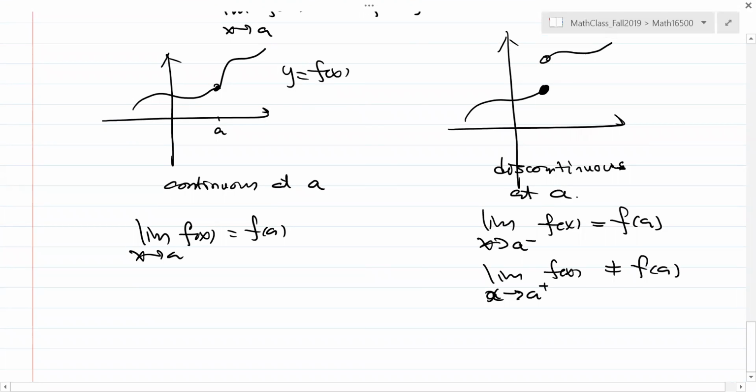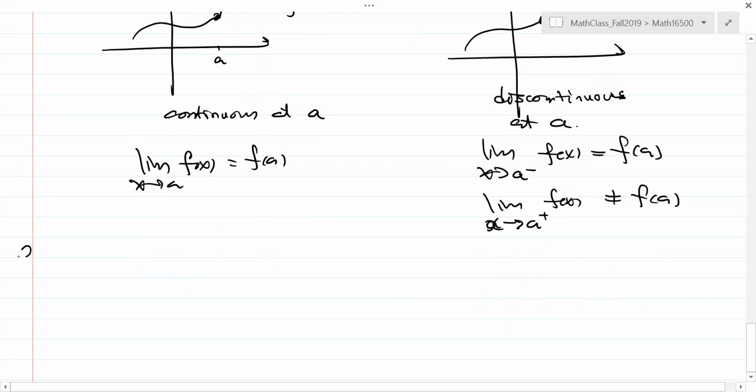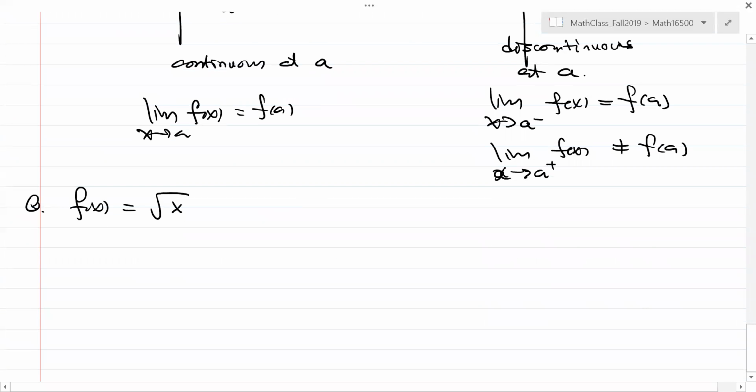All right, so this is the picture. So the first example we want to look at is this function, f of x equals square root of x. First, find the domain of the function. The domain of this function is going to be all the x. x cannot be negative. So it's going to be the interval from 0 to infinity.